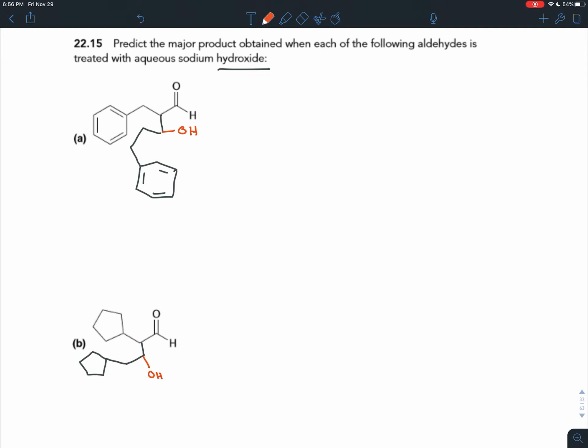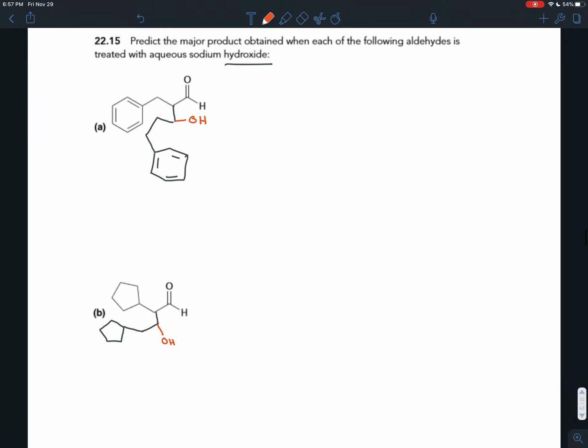But the general procedure is redraw the same molecule, but where the oxygen is, have the alpha carbon of the original molecule. Then make sure you number your carbons so that you don't lose any, or add any. You have the same number. Then erase the numbers, write in the alpha and beta, where the beta is going to the other end of the pi bond. Add an OH at the beta carbon, and then erase the pi bond. And that should give you your aldol addition product.